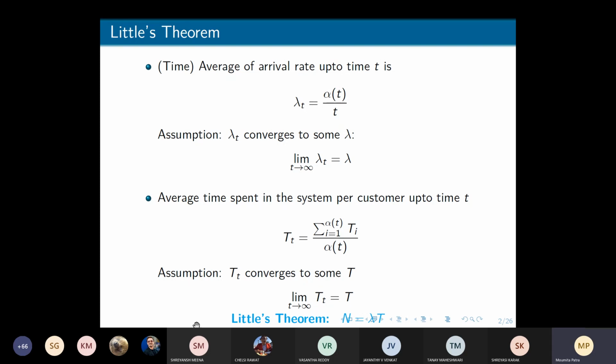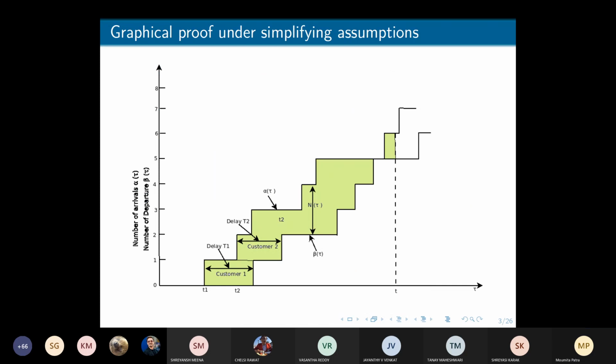Now what Little's theorem says is that N is equal to lambda T. We have to give some kind of proof of whether this actually happens or not, that is, N equals lambda T. I hope this is clear to you: N equals lambda T. We are going to give a graphical proof of Little's theorem.